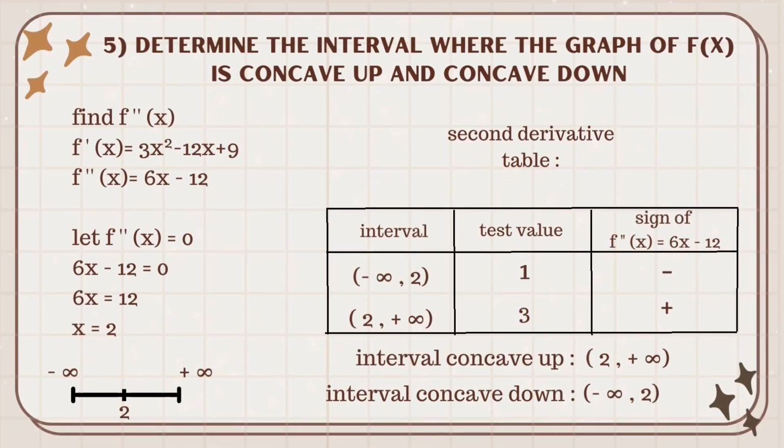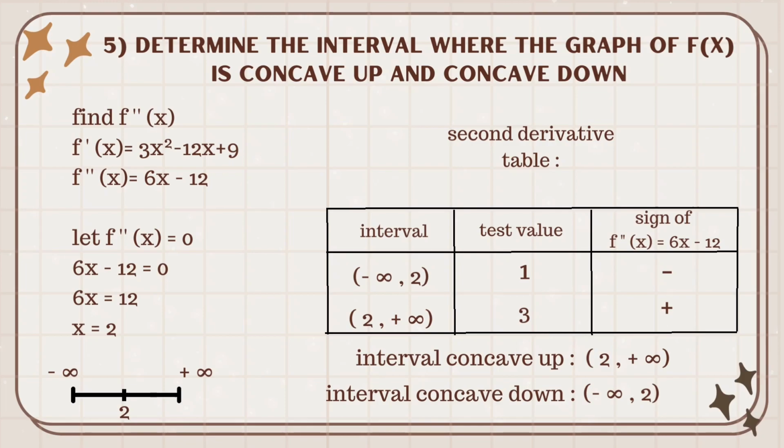For question number 5, we need to determine the interval where the graph of f(x) is concave up and concave down. First, we need to find f double prime of x by differentiating 3x squared minus 12x plus 9, and we will get 6x minus 12. Then let f double prime of x equal to 0. It will be 6x minus 12 equal to 0, and we will get x equal to 2.